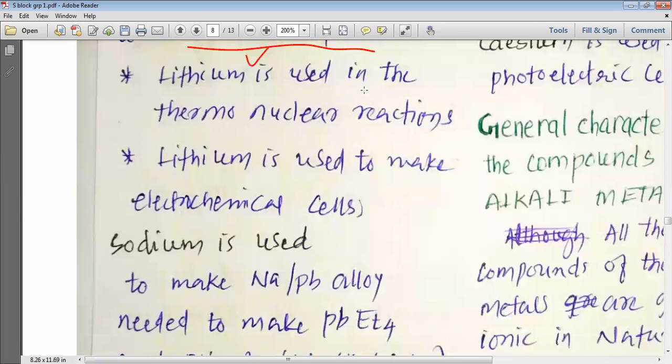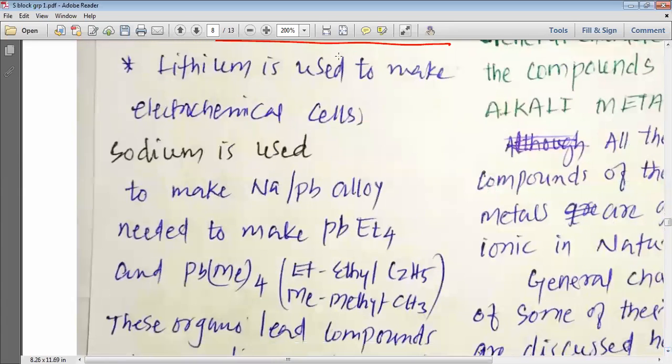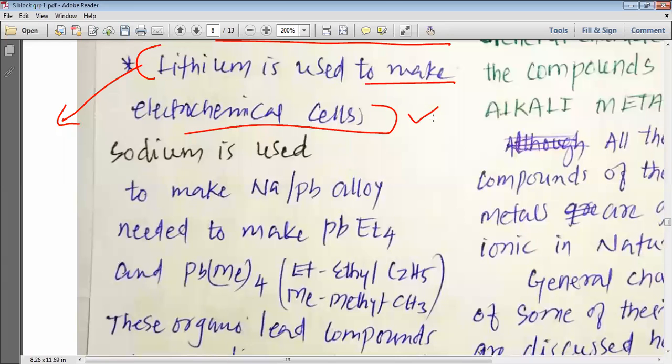Then, my dear students, lithium is used in thermonuclear reactions. Thermonuclear reaction is the type of reaction where nuclear energy is used to produce heat, and from this heat, electricity is produced. Lithium is used to make electrochemical cells also. Electrochemical cells are devices that produce electricity, or that convert chemical energy into electrical energy. So lithium is used in producing electrochemical cells.